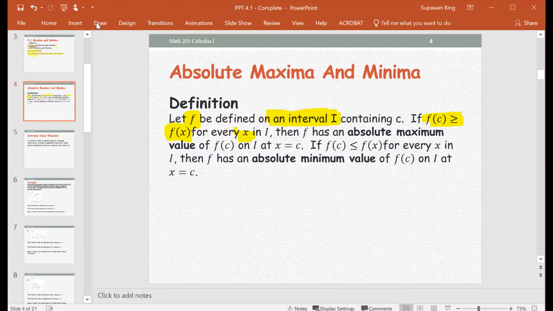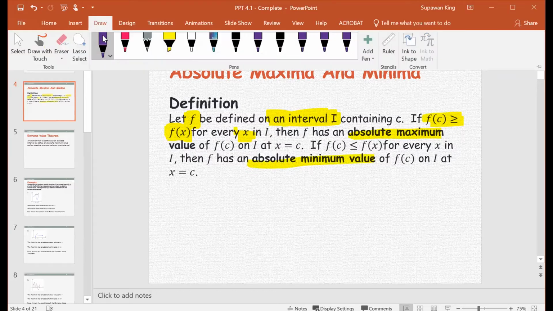So for the function f, x is within the interval, and there is some c, which is the x value within the interval, but the function at that point c is greater than all function values within the interval. That function value is called the absolute maximum. And the other way, if that function value is smaller than anything else, it's called the absolute minimum value.